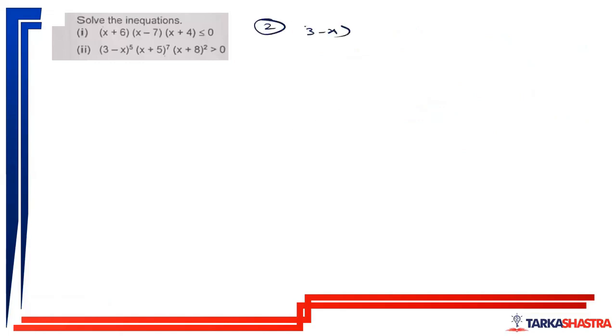(3 minus x) to the power 5 into (x plus 5) to the power 7 and (x plus 8) to the power 2 should be greater than 0. Now, (x plus 8) whole square is already positive, so this thing is not going to be useful for me. All the positive values are not going to make any difference in inequalities. We have already seen this.